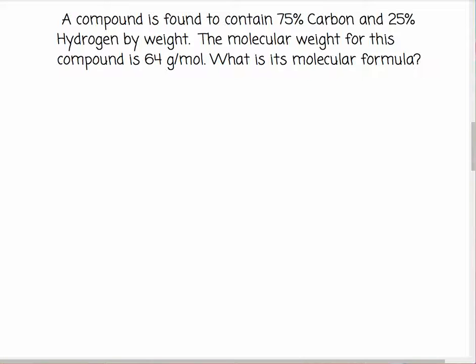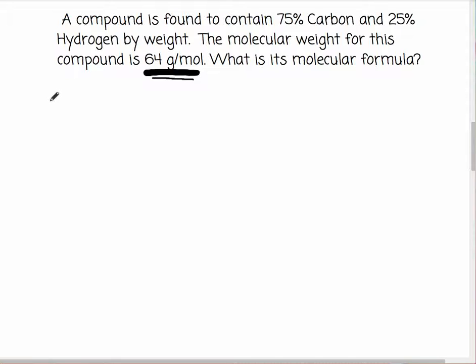Okay, let's try a sample problem where we are going to calculate the molecular formula from a percent composition. If you look at this question, it says a compound is found to contain 75% carbon, 25% hydrogen by weight. That should look familiar because we did that in the last program when we were determining empirical formulas. We want to find the empirical formula, so we're going to do that again, and then we're going to take that information along with the molecular weight for this compound, which they gave to us, which is 64 grams per mole. What is the molecular formula? So let's see how to do that.